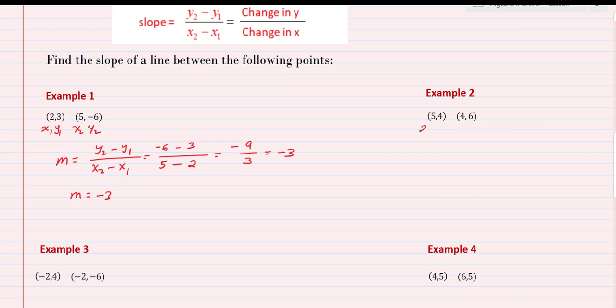We do exactly the same thing, x1, y1, x2, y2, and we write the formula again. So the formula is y2 minus y1 over x2 minus x1. We plug in the values. That's 6 for y2, minus y1 is 4, and we have 4 minus 5. So we have 2 over -1. Again, this is also a negative slope.